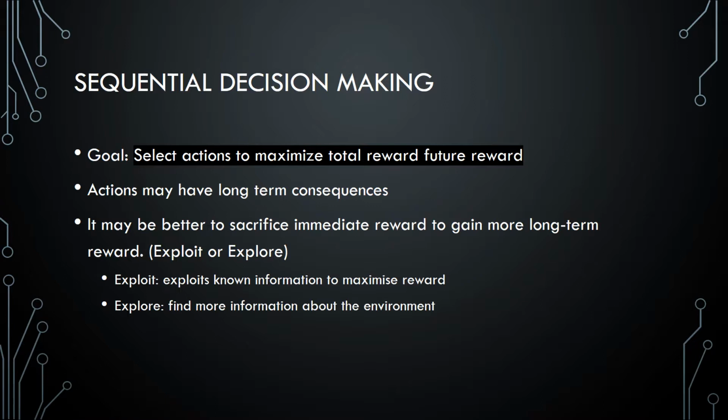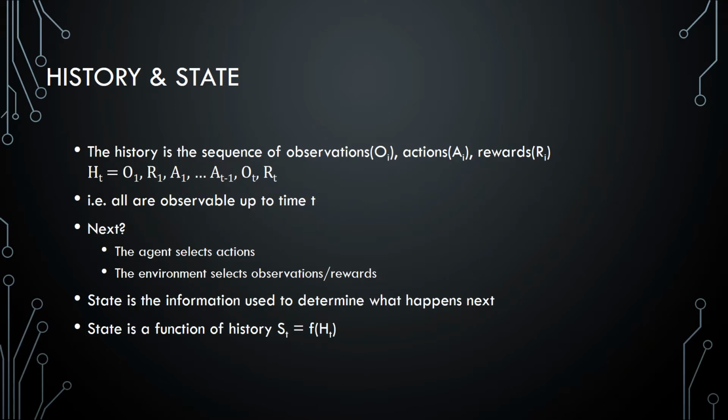Actions may have long-term consequences, and it may be better to sacrifice immediate reward to gain more long-term reward, which brings us to a very specific topic here, which is exploit or explore. Exploit is when the agent exploits known information to maximize the reward, and in explore it finds more information about the environment, letting go of what it currently has in hand.